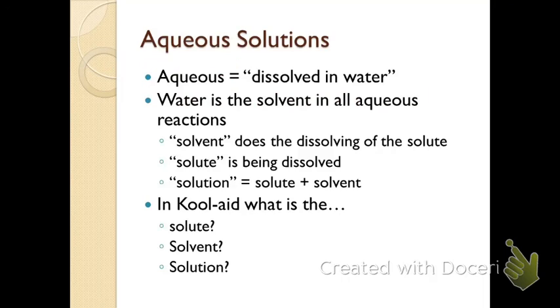For example, in Kool-Aid, what is the solute? The solute would be the powder because that is what you are dissolving when you make Kool-Aid. The solvent would be water. That means that Kool-Aid is an aqueous solution, and the solution would incorporate both the powder and the water, which is the solvent. So the solution is the Kool-Aid.